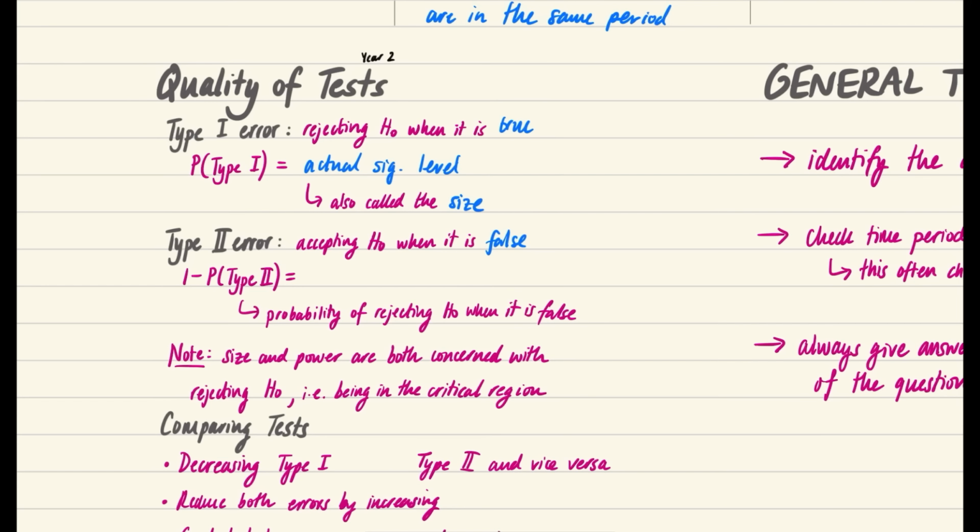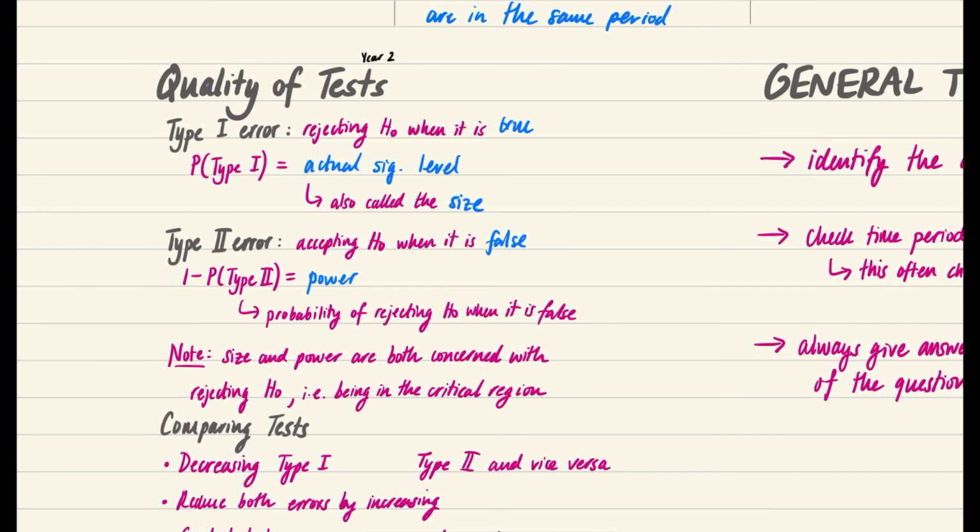And when you calculate 1 minus the probability of a type 2 error, you get the power of the test. This 1 minus the probability of type 2 is the probability of rejecting H0 when it is false. So type 2 is accepting H0 when it's false. So if you do 1 minus that, it's the probability of rejecting H0 when it is false. Here's the important part. Both the size and the power are concerned with rejecting H0, i.e. being in the critical region.